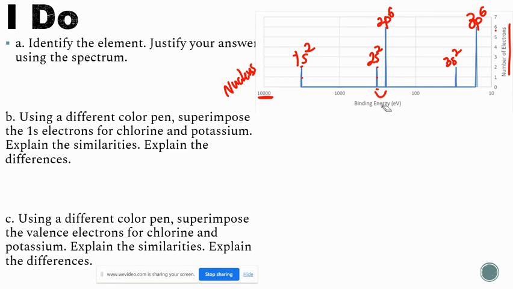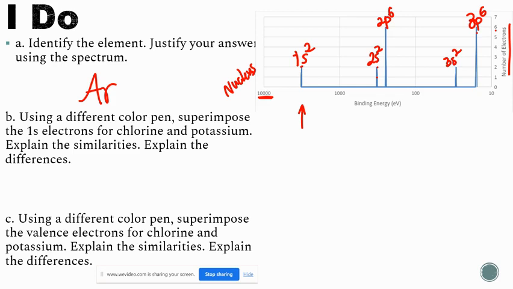Okay. Now let's identify what element this is. This is 3p6, so this is argon. Using a different color pen, superimpose the 1s electrons for chlorine and potassium. So we're looking at the 1s electrons here. Those are the ones that are right here.